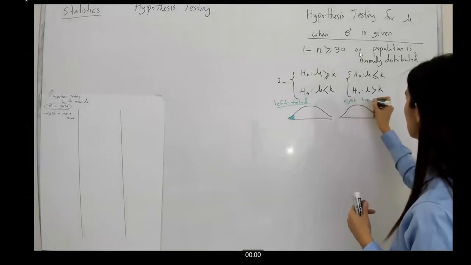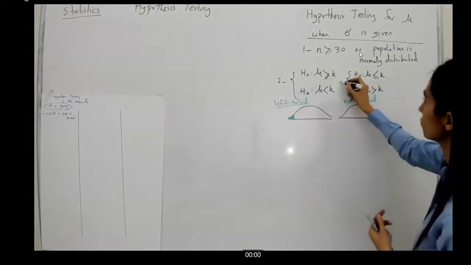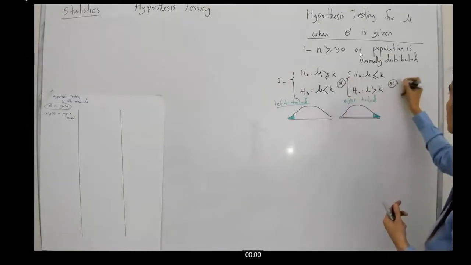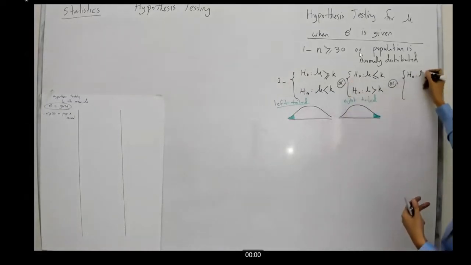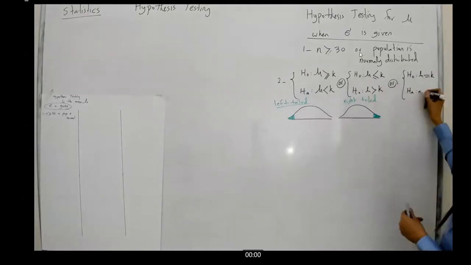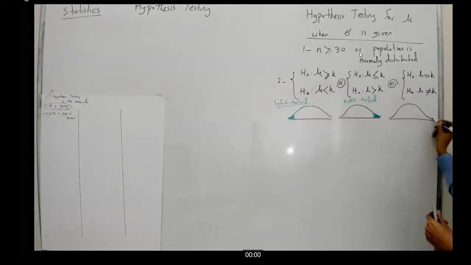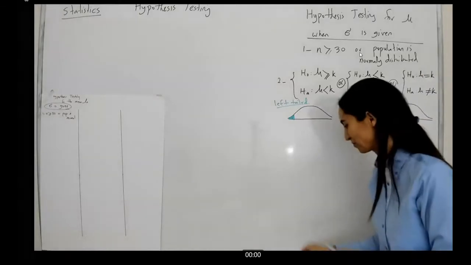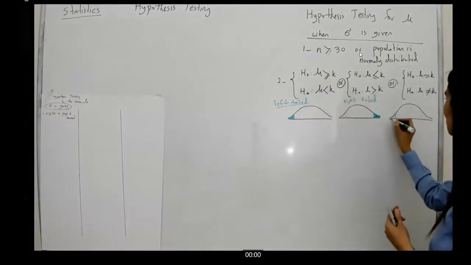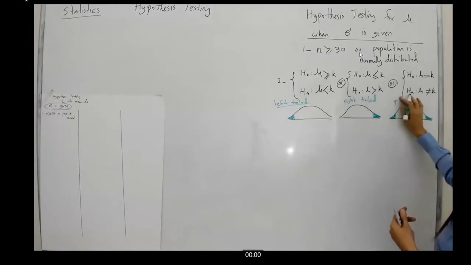And finally, mu is equal to k, its complement, mu is not equal to k, which is a two-tailed graph. Excellent. Some part of the area is on the left, some other part is on the right. Two-tailed.